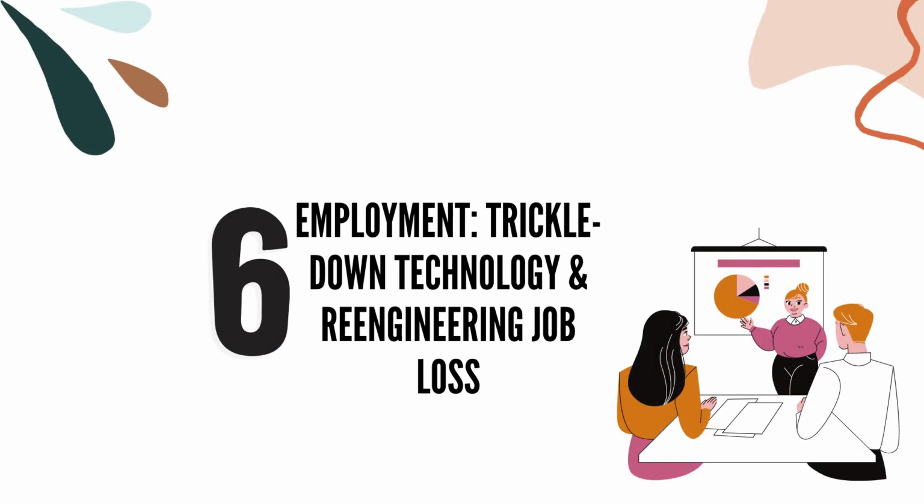Next, number six, employment: trickle-down technology and re-engineering job loss. This point tells us that the rapid development of the internet has made it possible to offshore hundreds of thousands of jobs from high-wage countries to low-wage countries. Re-engineering existing jobs using information technology also results in fewer jobs generally. While this benefits low-wage countries enormously, the costs are paid by workers in high-wage countries.